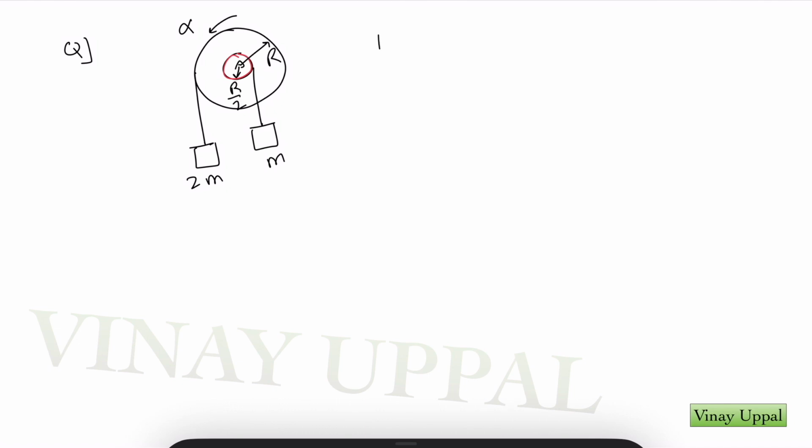Now the question is asking, find the angular acceleration of this pulley. The question will also give you the moment of inertia of this double pulley, and let's say that moment of inertia is given as mr square by 2. This is of the pulley about its hinge. So this will be given to you in the question. So I suggest that you give it a try now.